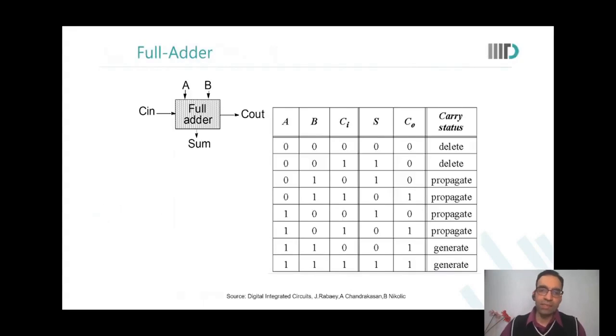So we come into adders. Now, what is an adder? Are you able to see this functionality, this truth table? Can you validate this is the correct truth table for the adder? So what about the status in which delete and propagate and generate are written? That's the different thing.